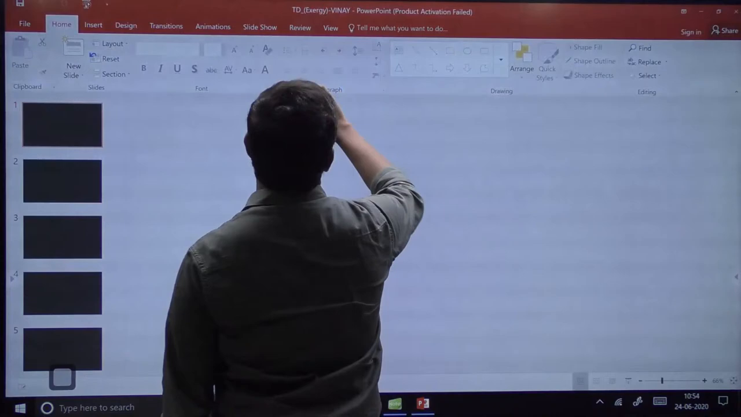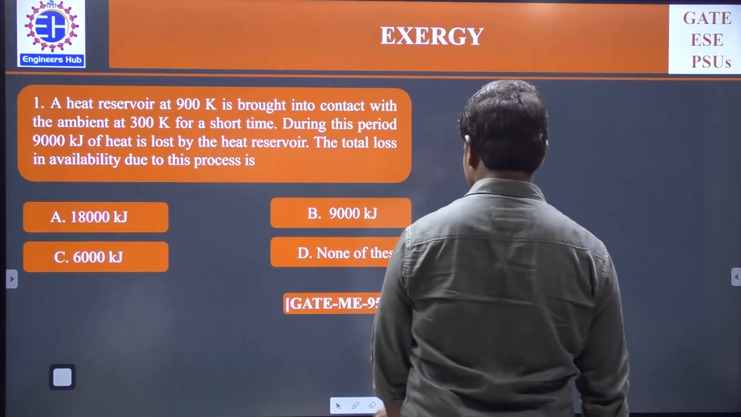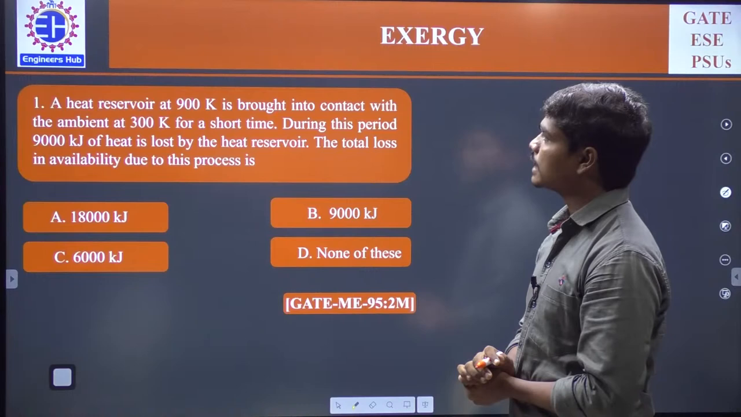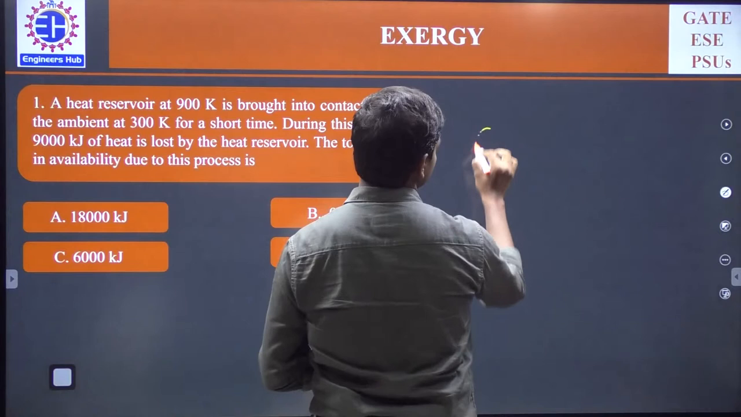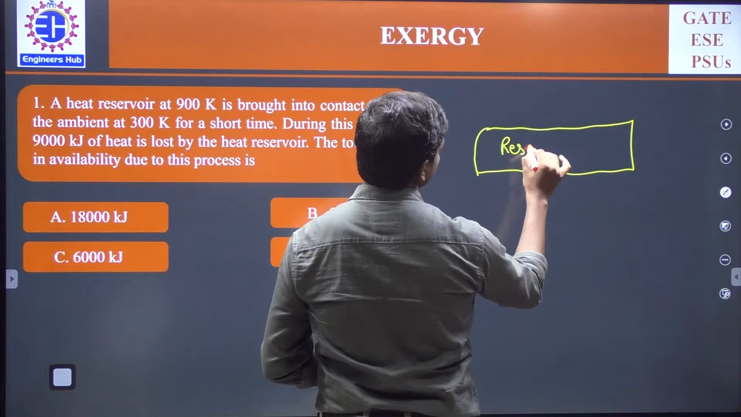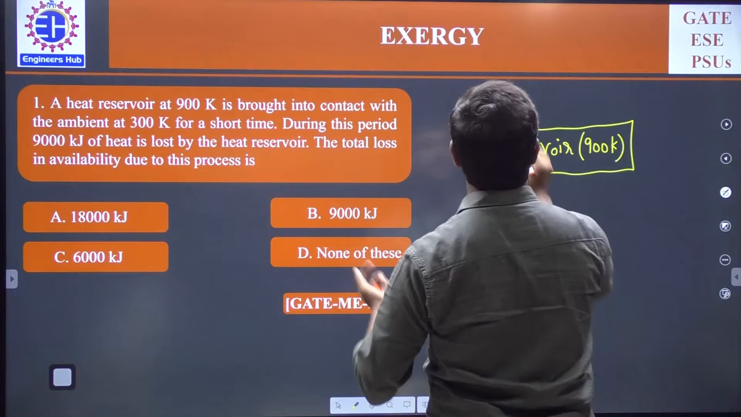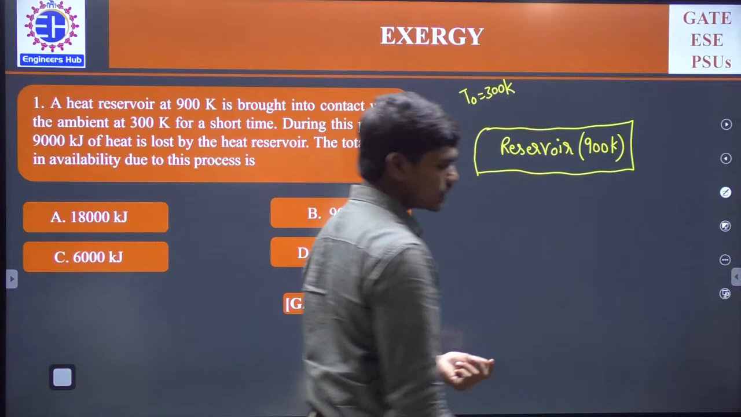Okay, so see, this is the first question that is with us. A heat reservoir at 900 Kelvin is brought into contact with ambient at 300 Kelvin. So there is one reservoir and the temperature of this reservoir is how much? 900 Kelvin. Now, this is brought into contact with ambient at 300 Kelvin. Of course, ambient temperature will be something around 27 degrees centigrade in normal situations. So we'll take T naught is equal to 300 Kelvin.